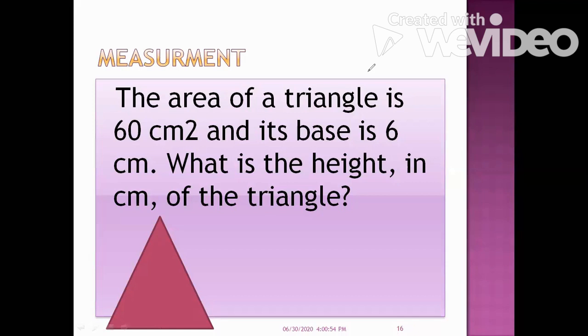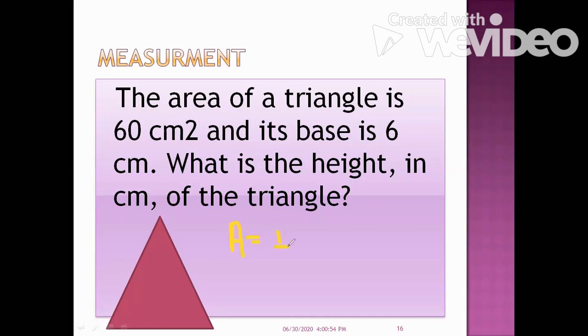All right, so we deal with a triangle here. It says the area of a triangle is 60 centimeters square. I couldn't get the 2 to the power of m, so I just wrote it right there. And its base is 6 centimeters. What is the height in centimeters of the triangle? Now, this is a triangle with a 90 degree angle in it, so we're going to use the formula: area is equal to half base times height. And that's for our triangle here.